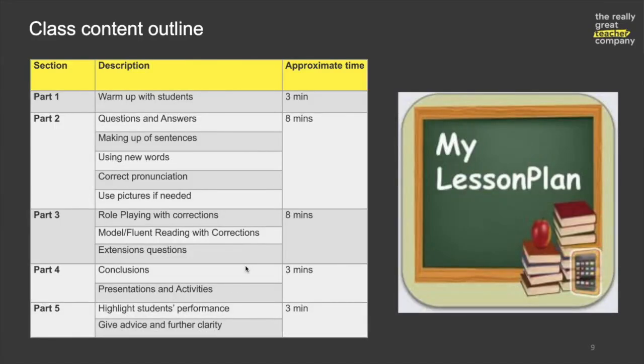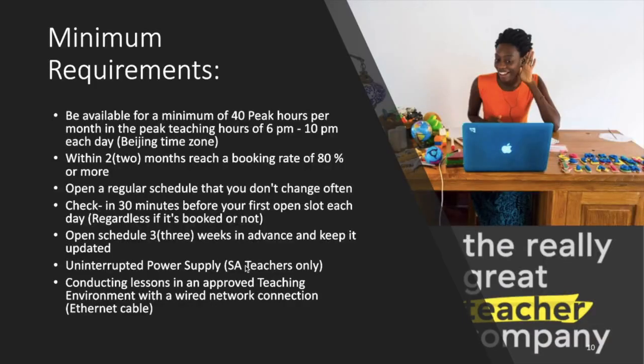So this is a general class outline that we have. We need to ensure that our students have a wonderful warm-up. Right after our warm-up, all lessons are not the same, so what we can do is just make sure that we target each of these points by doing different activities. And lastly, always make sure that you highlight the student's performance and give advice and further clarity with a nice conclusion. Let's move on into our next page.